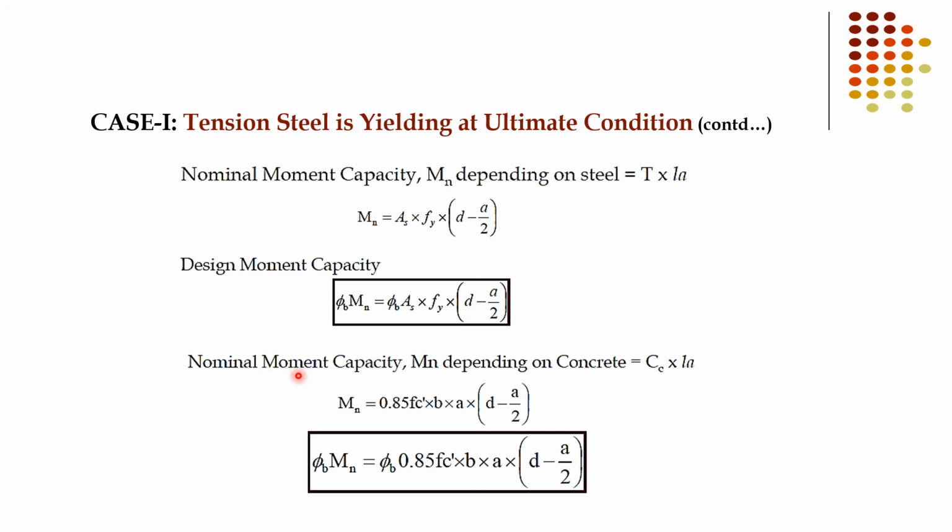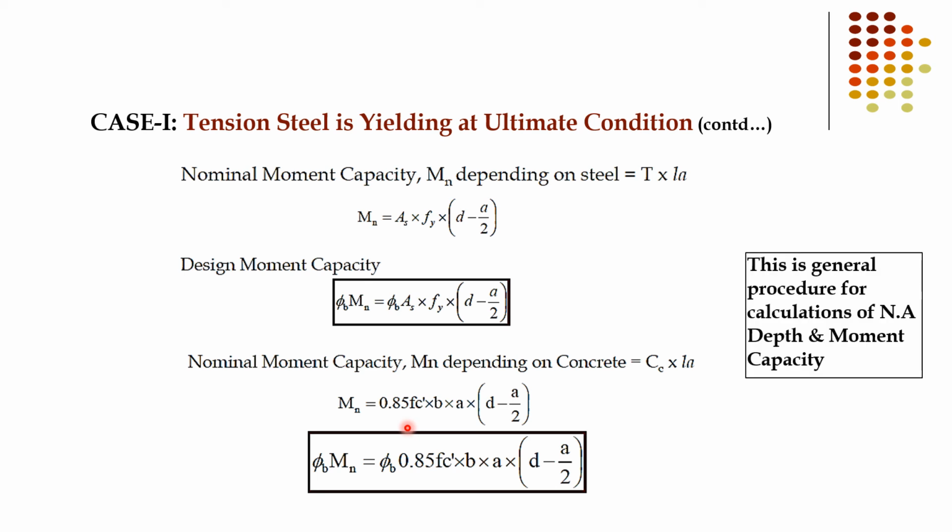Now nominal moment capacity Mn depending upon concrete, previously that was on steel, Cc into La. Cc value is 0.85 Fc prime B into A. The lever arm is same. You can use either formula, either this formula or this formula. You will get the same moment capacity by both formulas. This is the general procedure for the calculation of neutral axis depth and moment capacity.